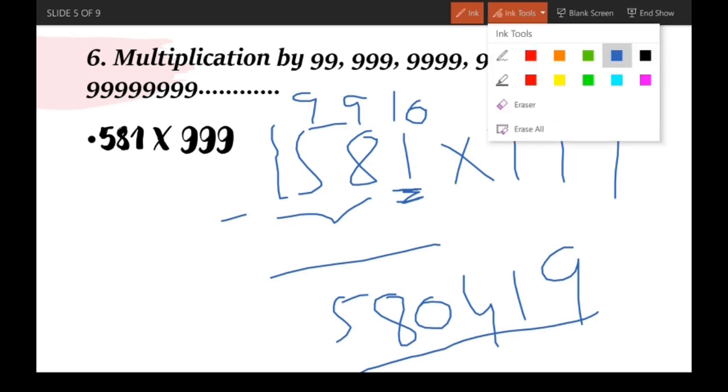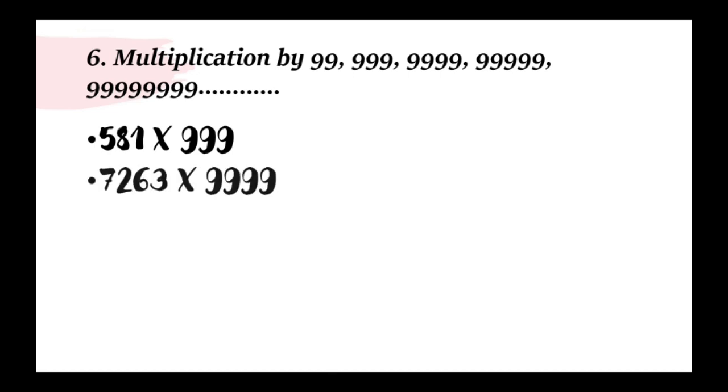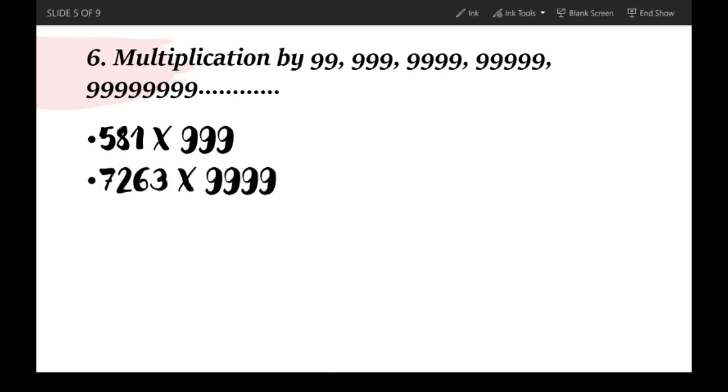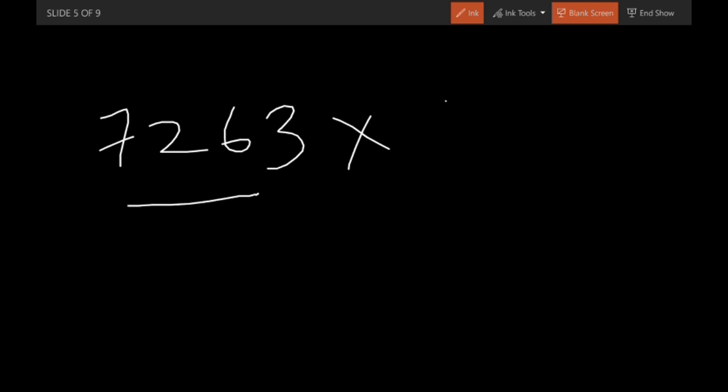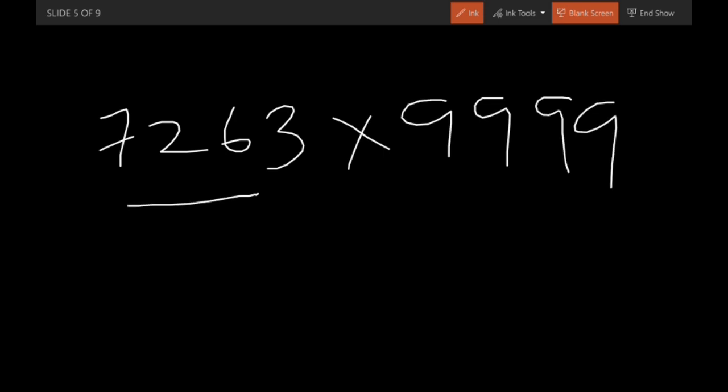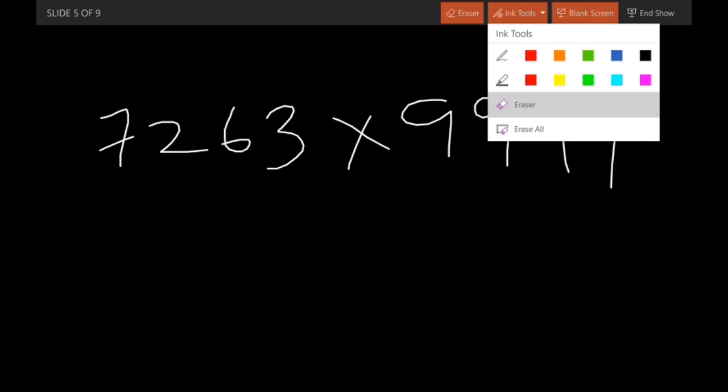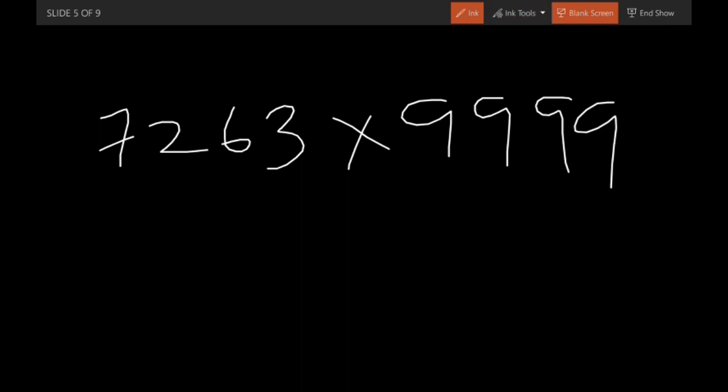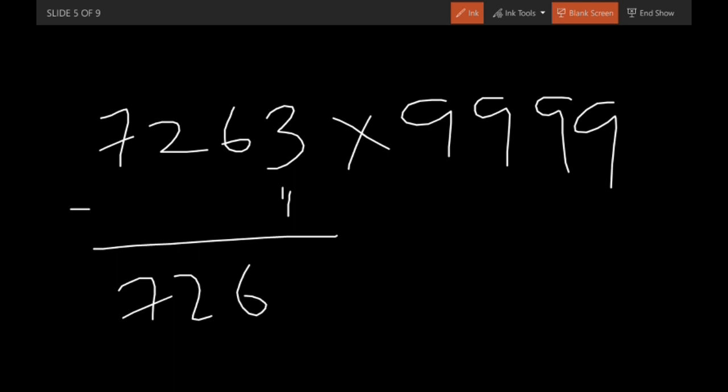We'll see another example: 7263 into 4 nines. Here we have 4 digits, so here also we should have 4 nines. Now we are going to see how to solve this. We use the same trick as in the previous example. First we have to subtract 1, so what are we going to get? We get 7262.